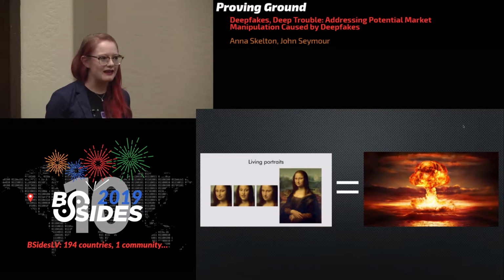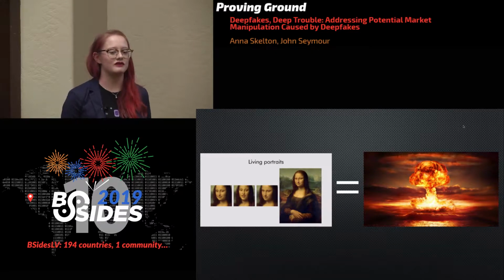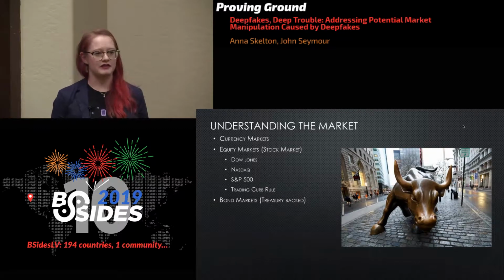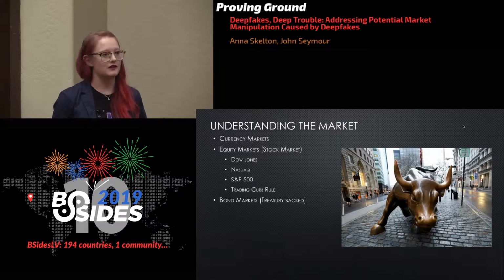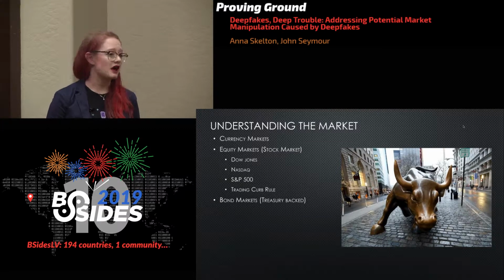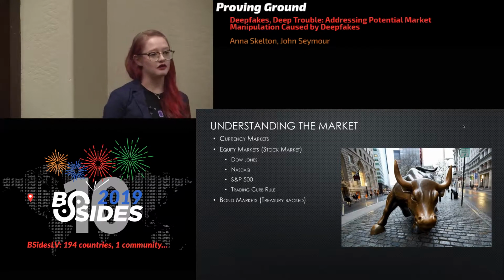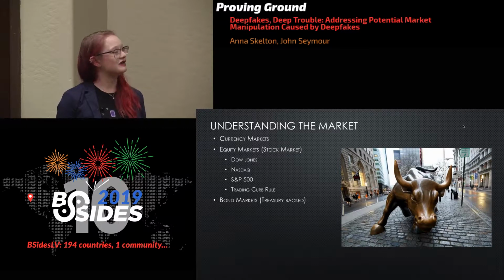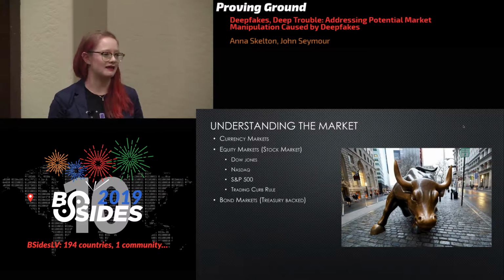And even if they did, we know how long and arduous the federal legislative process can be, especially with a divided Congress. So let's take a minute now to talk about the market. I'm going to start by introducing it, right? So the market has 3 components. There's the currency markets, the equity markets like the stock market, and then bonds, which are backed by the Treasury. Ultimately, it'd be really hard to impact the currency market using deepfakes, so we're just going to go ahead and take that out of the equation.